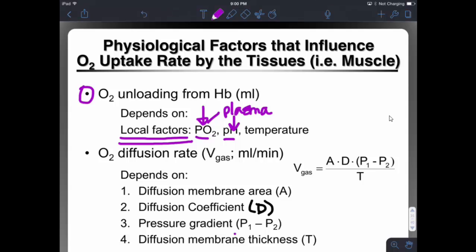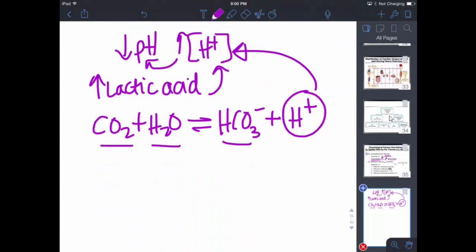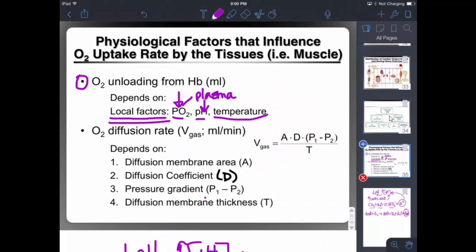Okay? And then the third factor that affects unloading is the temperature, the local temperature. And again, remember that when we're doing exercise, we're using our glucose and our FFA. We're using some oxygen. In the process, we make ATP, CO2, we make some water, and then we also have heat as a byproduct. Okay, so during exercise, the temperature in the area goes up, again helping hemoglobin to unload and helping to meet the demands of the area.